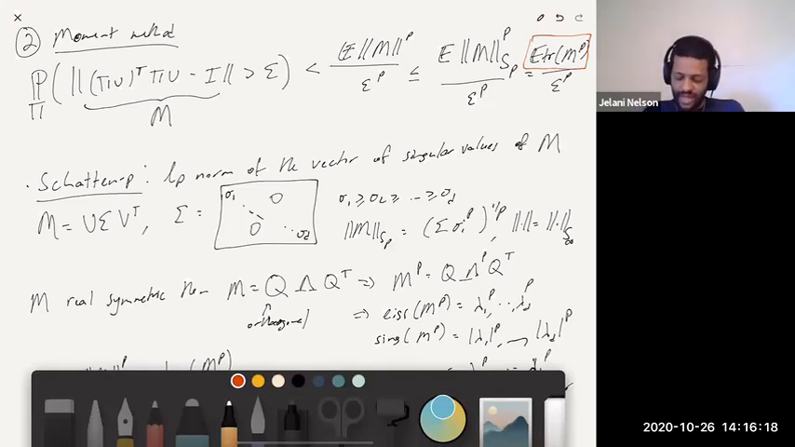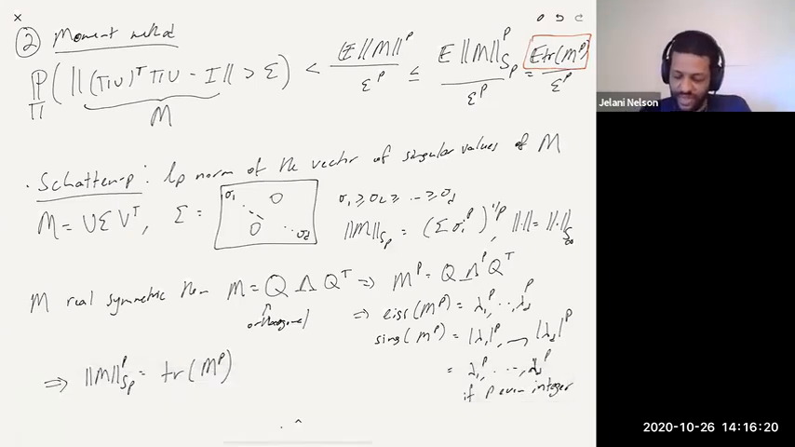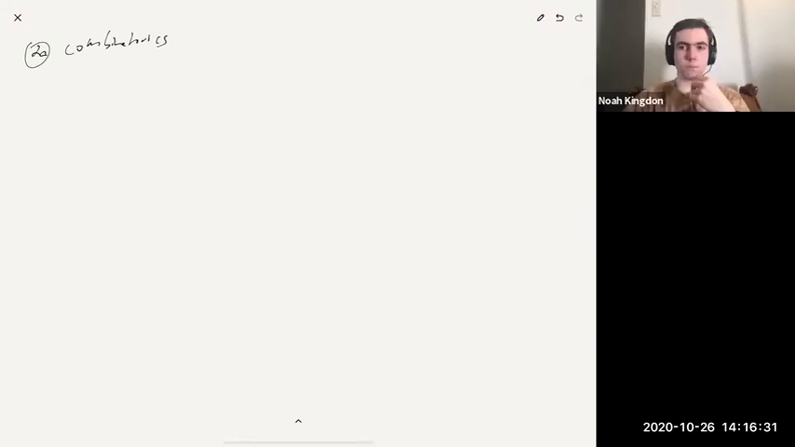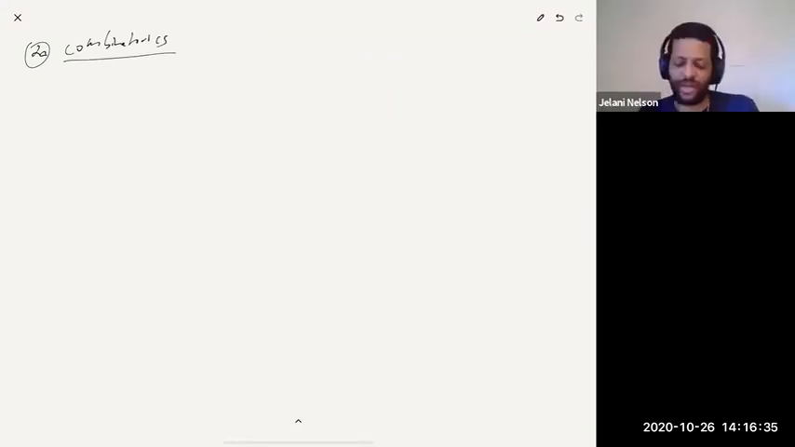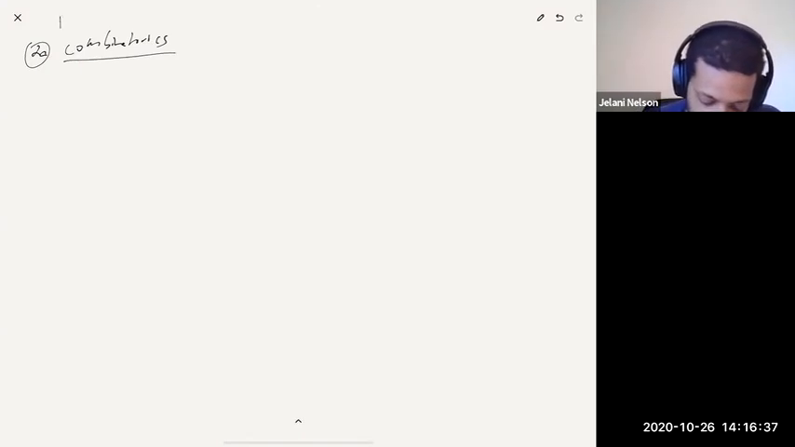Okay. How do you do that? Well, there are two ways now to bound the expectation of the Schatten norm to the p. Let's say method 2a is the combinatorics method. We weren't assuming p is an integer before, but now we're assuming p is an even integer.